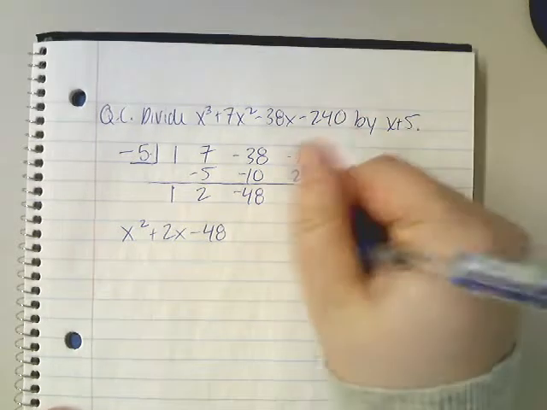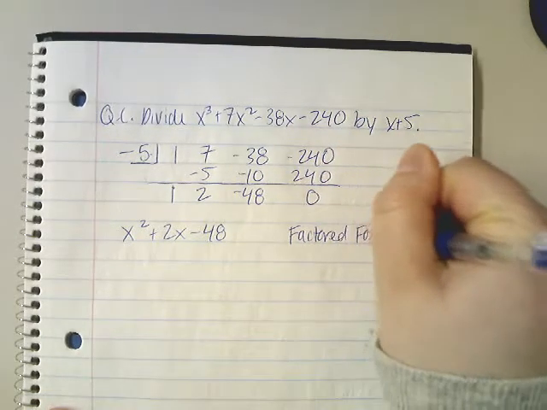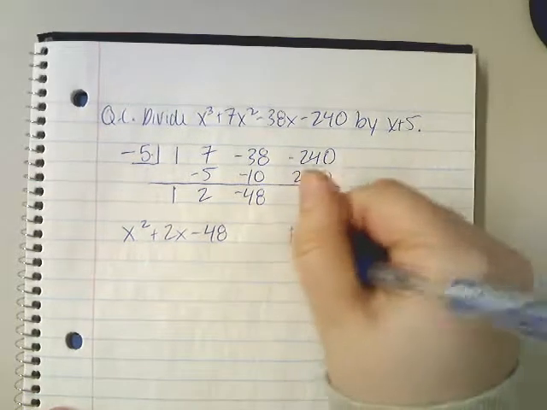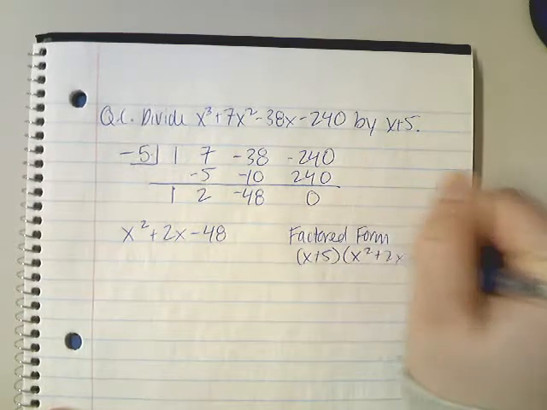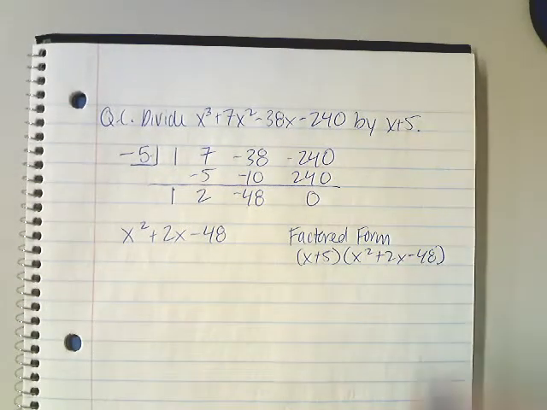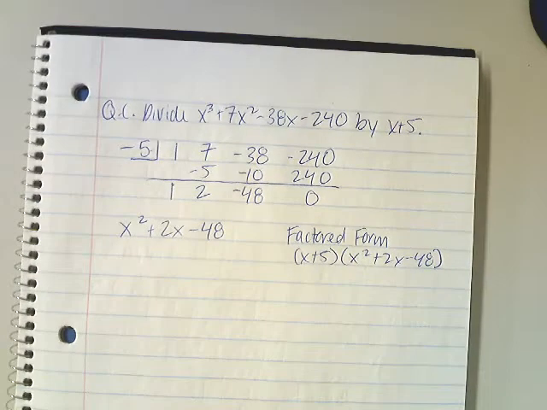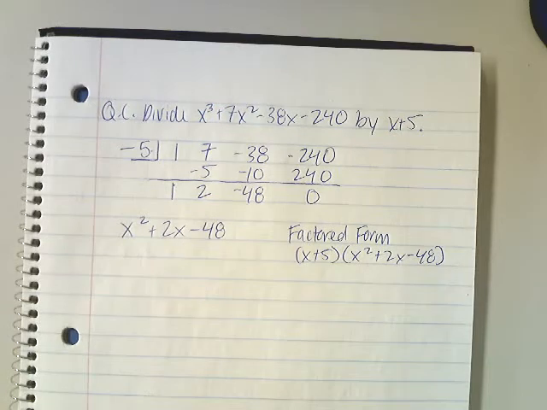If I wanted to write the factored form of the polynomial, it would be similar, but we'd include the x plus 5 times x squared plus 2x minus 48. And we could factor this further, but we're not going to worry about that right now. Make sure you write down any questions, comments, concerns on this.